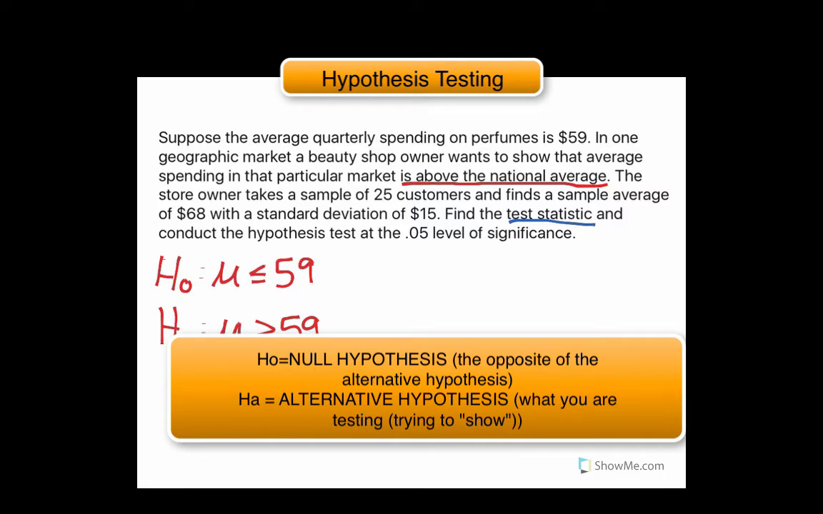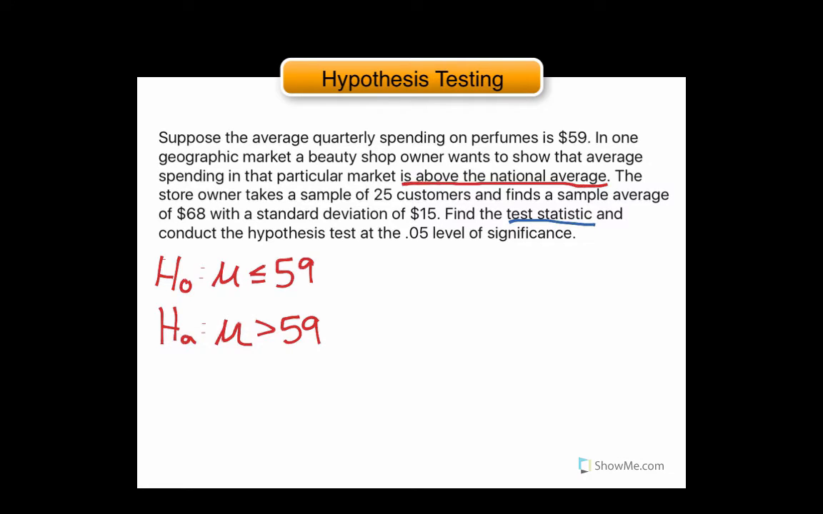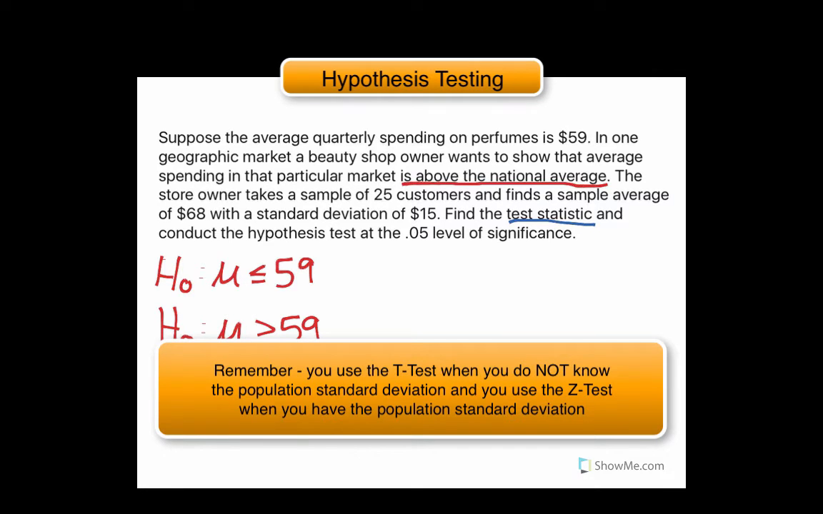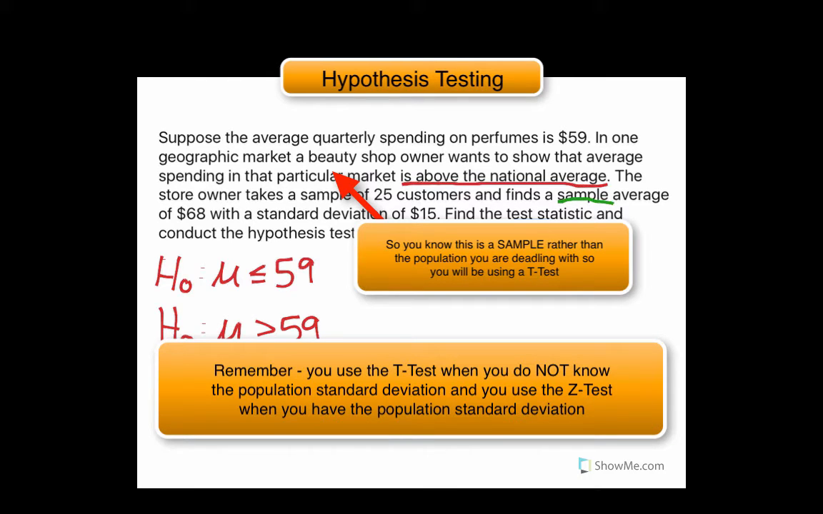So first of all, we need to identify, are we using a t-test or a z-test? And the way you decide that is whether or not the population standard deviation is known. So this question says that the owner takes a sample with a standard deviation of 15. So we have a sample standard deviation. And when that's the case, we want to use a T-statistic or a t-test.